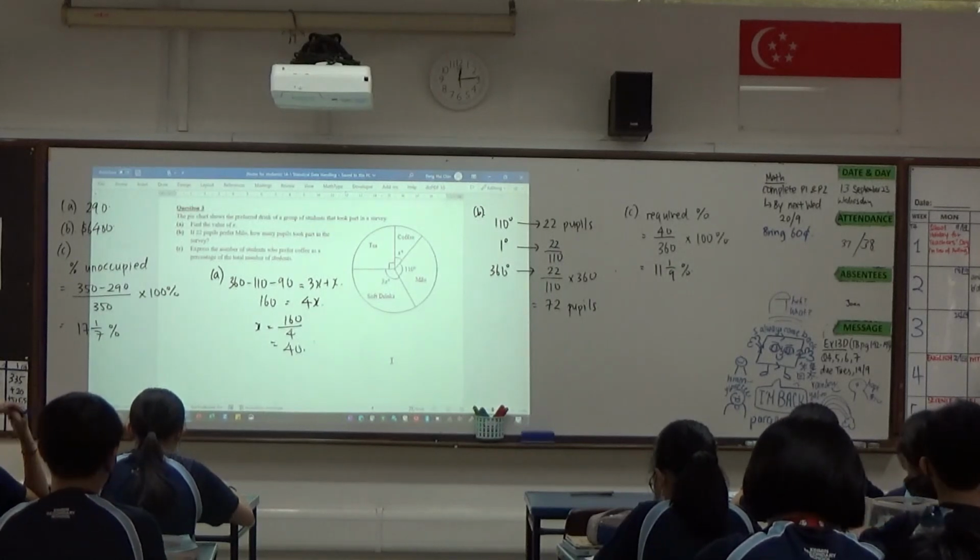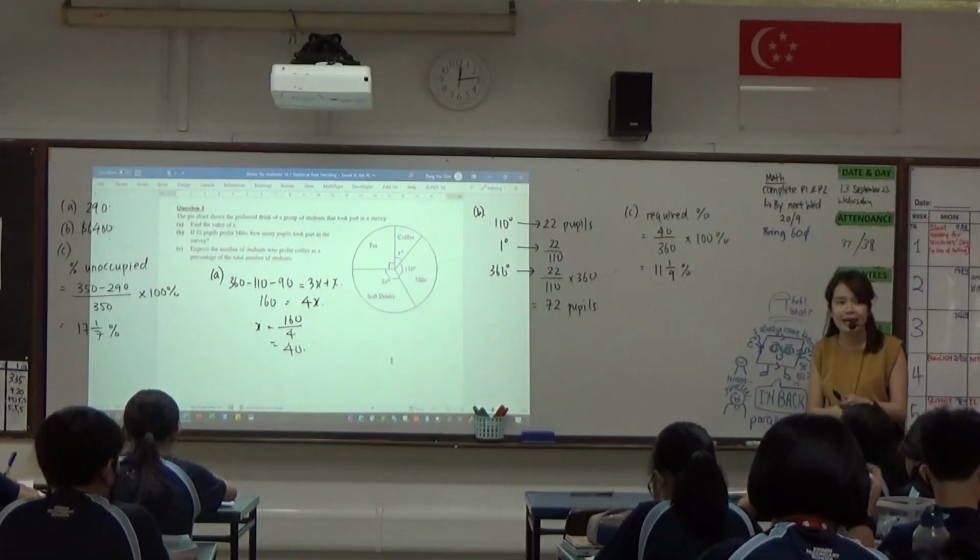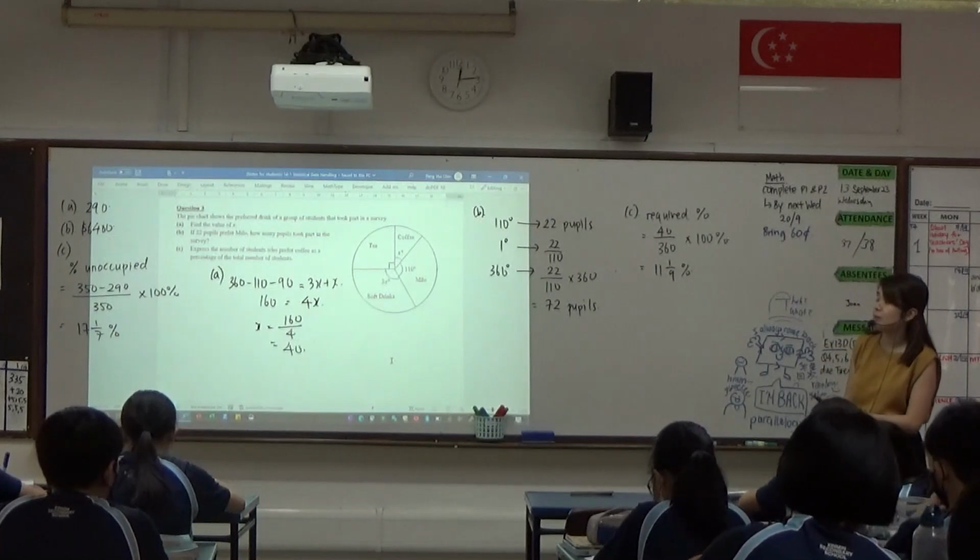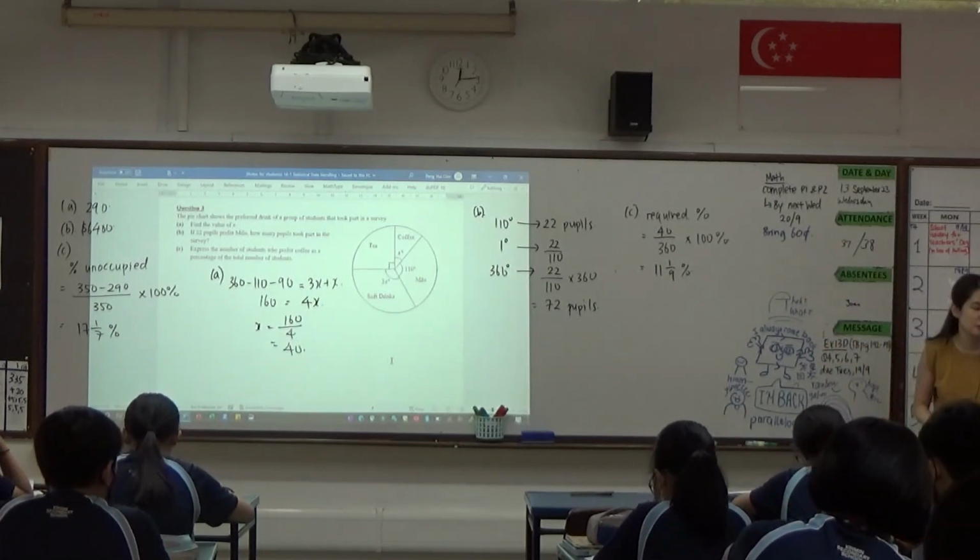Why I want to emphasize this point is so that you don't panic in the event that the number of pupils is not given to you.